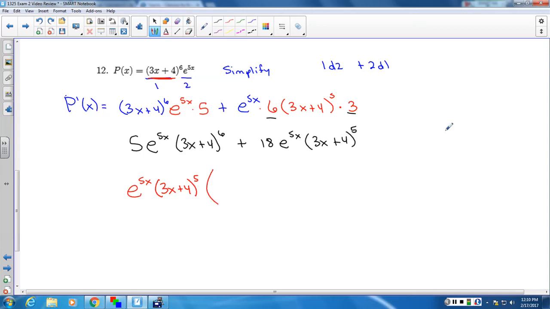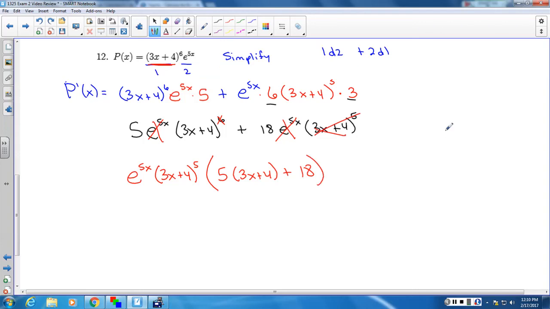And that will leave me with 5. That's gone. One of those is left. Plus 18, that's gone, and that whole thing's gone. So I can multiply that through, and I get 15x plus 20 plus 18. So I'm going to have e to the 5x times 3x plus 4 to the 5th times 15x plus 38.